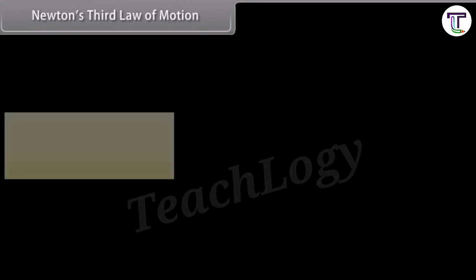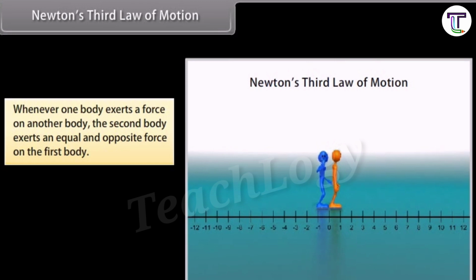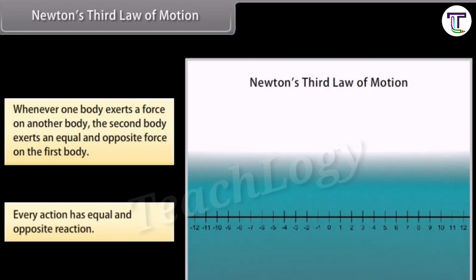Newton's third law of motion. Whenever one body exerts a force on another body, the second body exerts an equal and opposite force on the first body. Every action has an equal and opposite reaction.